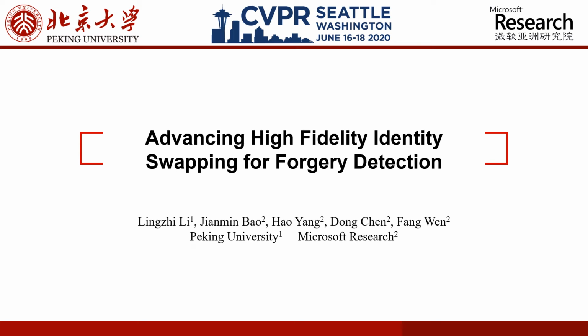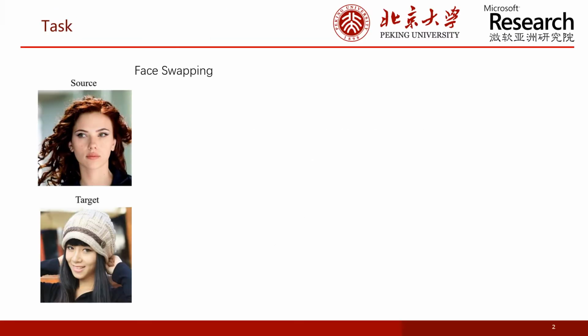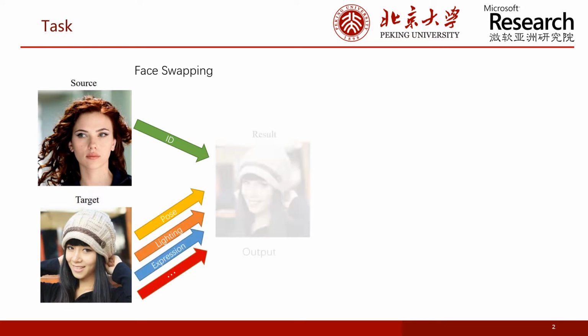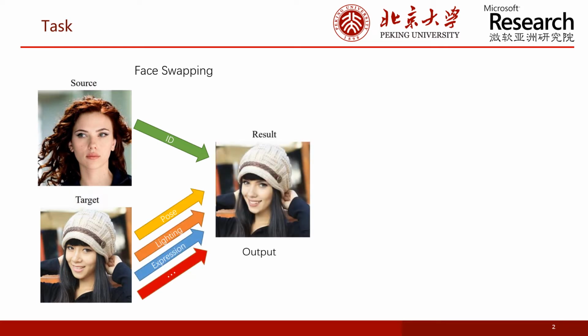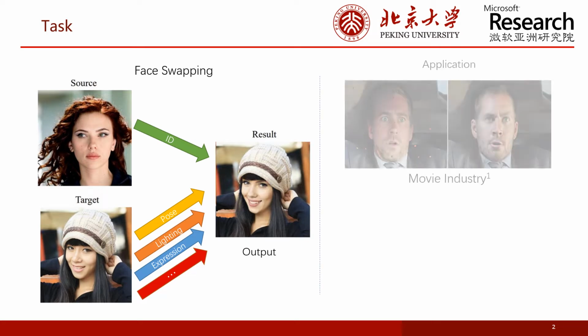In this paper, we propose a new face swapping method called FaceShifter, which can generate high-fidelity and occlusion-aware face swapping results. A typical face swapping task is to take the identity from the source face, while all other attributes like head pose, facial expression, lighting, and background come from the target face to generate a new face. It has a wide application potential.